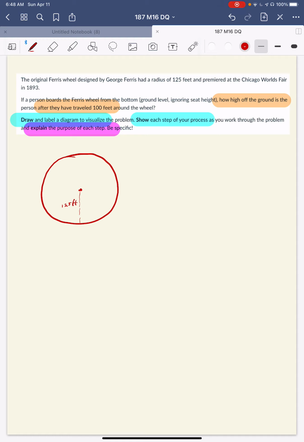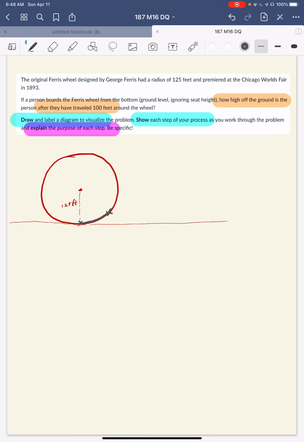All right, and we know that the person is getting on at ground level. So right here, the Ferris wheel is sitting on the ground, and the person is getting on right here. Let me change color. The person's getting on right there, and then they're traveling around the wheel 100 feet. Now, 100 feet is a little bit shorter than 125 feet. So I'm going to estimate it's about this far that they're going, maybe not quite that far. Maybe they end up here, okay?